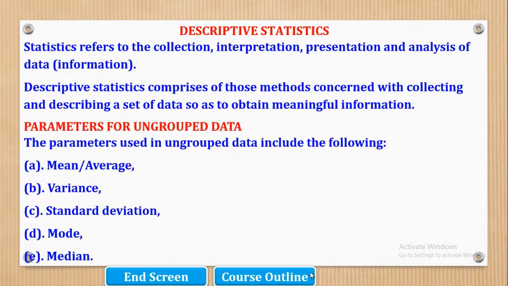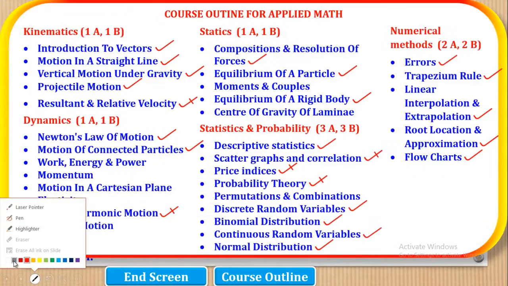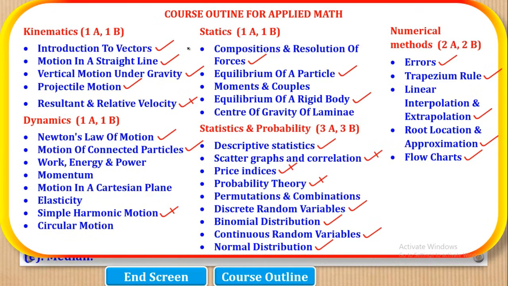So before we start, let's first look at the course outline and also our progress so far. So math paper 2 or applied mathematics is divided into 3 parts. The first part is mechanics, but mechanics is further divided into 3 parts. So this is the part of mechanics where one question comes in section A and one in section B, and these are the topics. Then the other part of mechanics is dynamics, where one comes in section A, one in section B, and these are the topics.